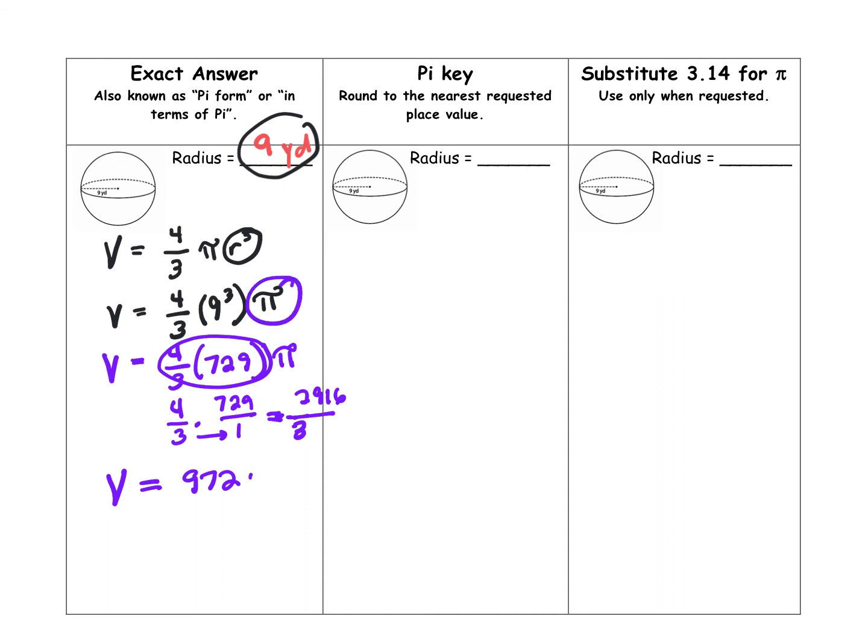And finally, we need our little pi symbol because it asks for the exact answer, and this would be yards to the 3rd power because it's volume. So I know this is involved, but let's try this again.